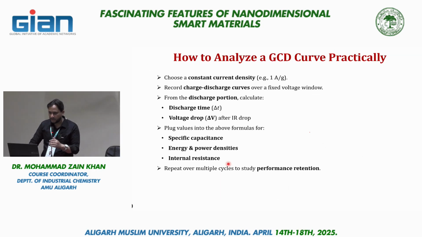Now, how to analyze a GCD curve? A single GCD curve, when you draw it, first of all gives you information. Write down what information you are getting from GCD. First of all, the information you retrieve is whether the material is of an ideal capacitive nature, or of a pseudo capacitive nature, or of a hybrid nature. Then you can also calculate the specific capacitance of the materials. You can also calculate the power density and the energy density.